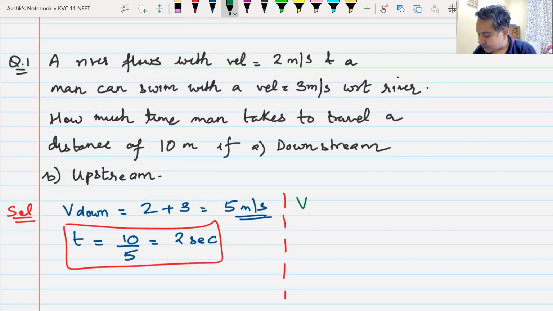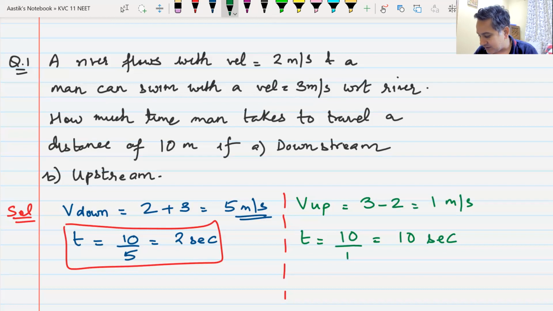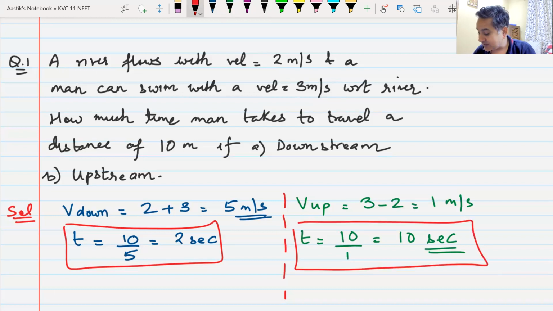What will happen if I go upstream? Upstream, my velocity is 3. River will be -2. Moving against the river, it becomes 1 meter per second. So how much time will I take to move the same distance upstream? 10 by 1, it would be 10 seconds. You can see a difference between 2 seconds and 10 seconds. If you flow with the river flow, your velocity with the river gets added. If you move against the river flow, the velocity gets subtracted. Do we understand this? Yes or no?